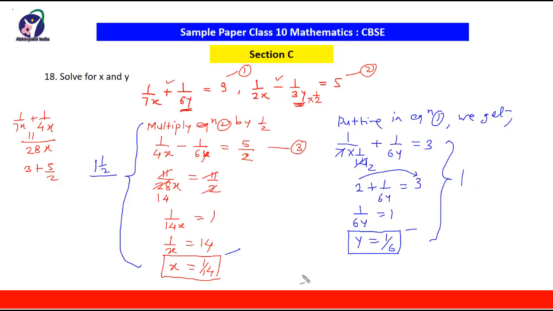and finally you have to write the answer. So x is equal to 1 by 14 and y is equal to 1 by 6. So this answer will get half a mark. So this total will be 1.5, and in all you will get 3 marks. So this way the marks are distributed. So thus the first step is important, so highlight here. The second step is also important, so highlight that second step also, and finally highlight the answer also.